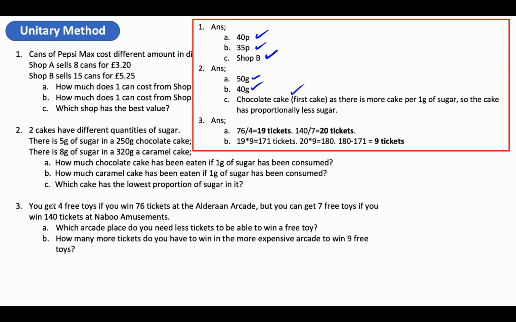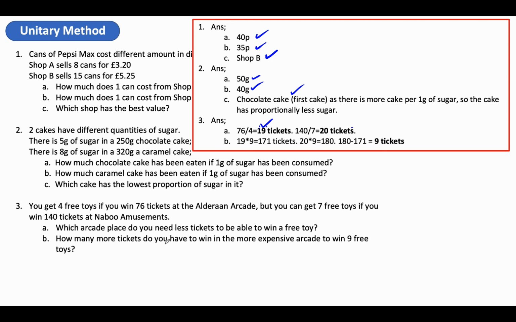Right, you get 4 free toys if you win 76 tickets from this place, but you get 7 free toys if you win this many tickets from the second one. Which arcade place do you need fewer tickets to be able to win a free toy? Well, the first place you need 19 tickets per toy. Second one is 20 tickets per toy. So the first arcade is cheaper. Or as in, sorry, not cheaper. You need fewer tickets to get 1 toy.